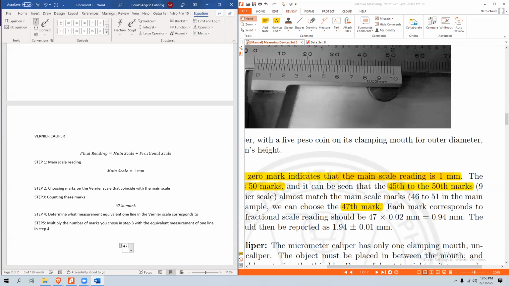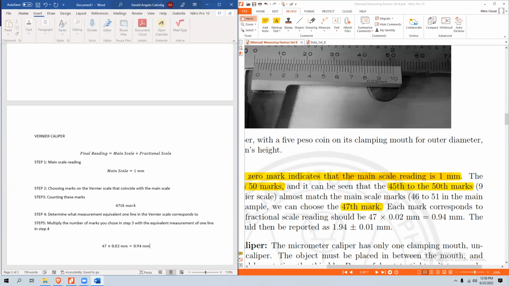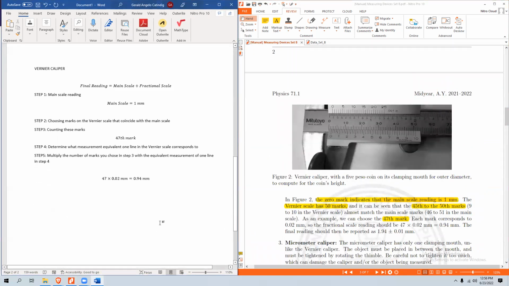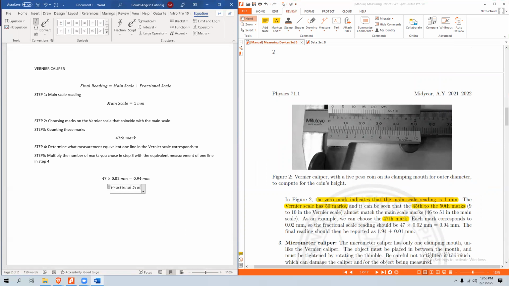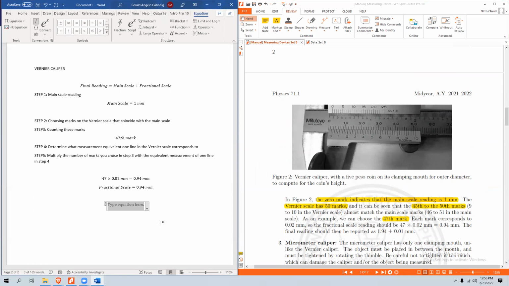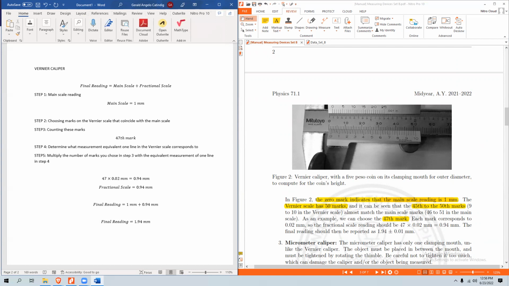So this will be 47 times 0.02 millimeters, 0.94 millimeters. So ito na yun. So ito na yung fractional scale reading natin. So fractional scale, 0.94 millimeters. And yung ating final reading should be 1 millimeter. So yan yung main scale plus 0.94 millimeter equal to 1.94 millimeters.